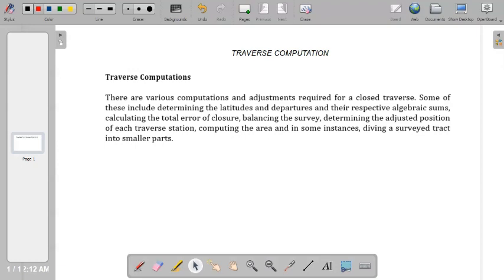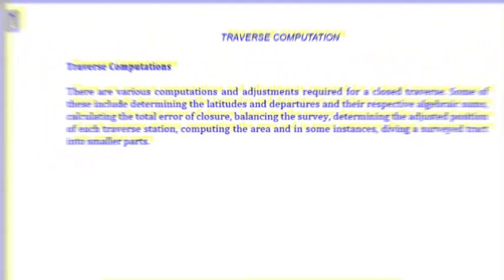Now, the linear measurements, even though repeated, may cause some error. So even if you keep on measuring a certain point, two points repeatedly, even though you keep on repeating the same procedure, you are likely to commit some error. So you must also check these kinds of observations.